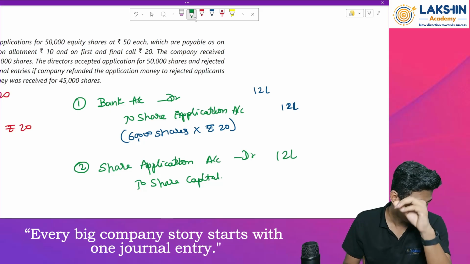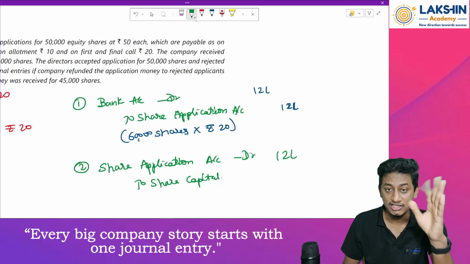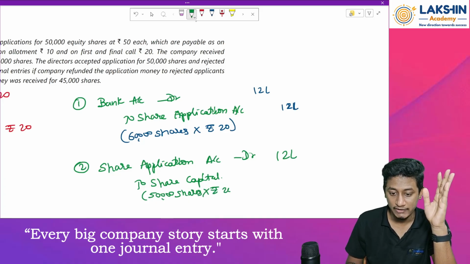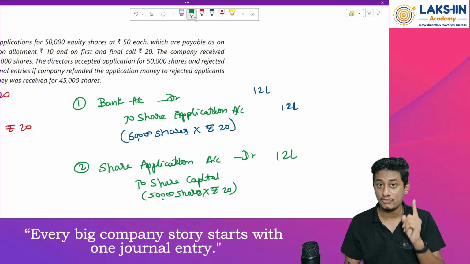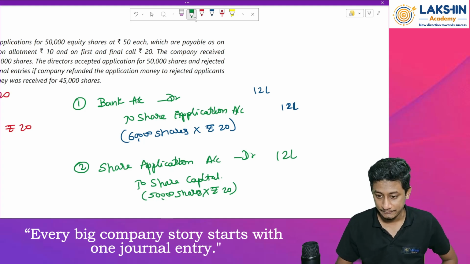Okay. Now to share capital, how much should I transfer? Tell me. I can transfer only 50,000 shares, not the whole amount, into rupees 20 each. Remember, because I have rejected the remaining application of 10,000 shares, right? So 50,000 into 20 will be rupees 10 lakhs.